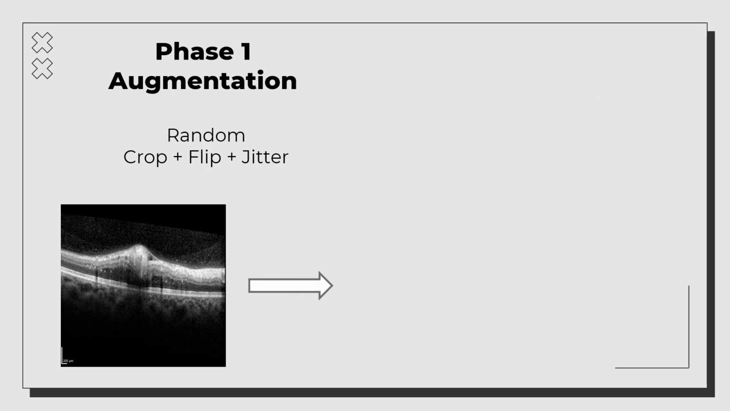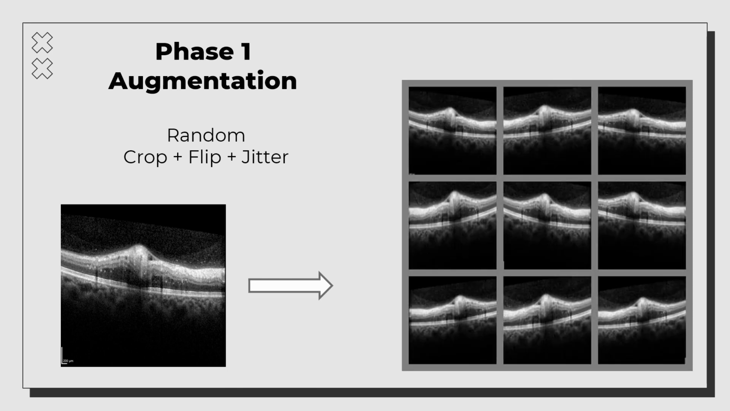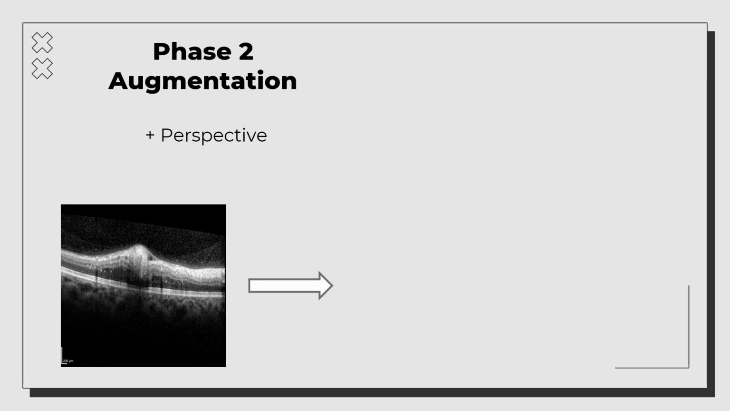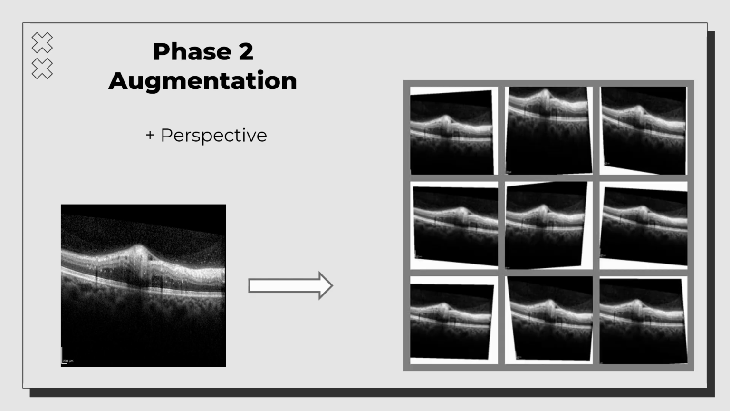In phase 1, we kept augmentations pretty simple. Random cropping, flipping, and color jitter are the main ones we used, and this is how the images look after augmentation. And in the second phase, we added perspective shift to match the second test dataset, and this is what the images looked like after augmentation.